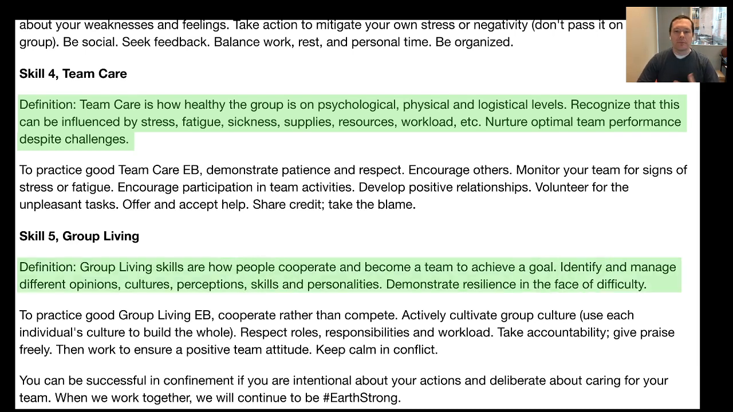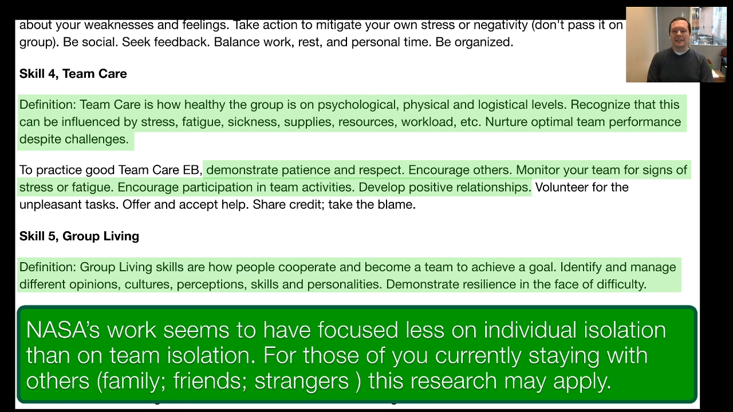How group living, how people coordinate, how they come together to achieve their goals, different opinions, different perceptions, resilience in the face of difficulty. So NASA's work is less on individual isolation than on team isolation. But if right now you're currently staying with family, friends, and others, ask yourself, can we leverage NASA's research so that we get along better with each other?